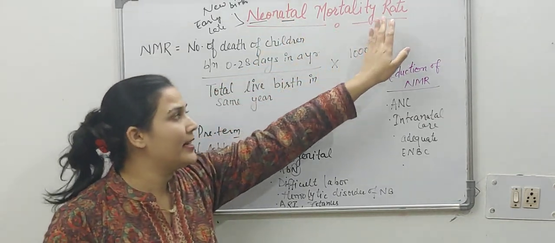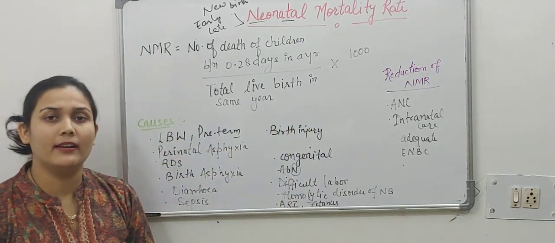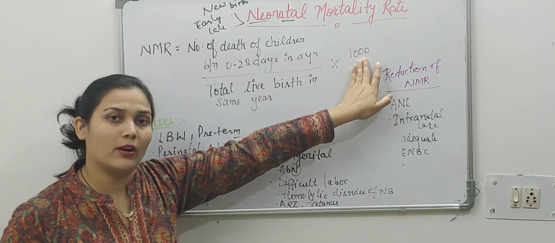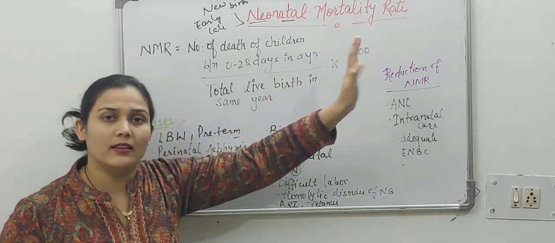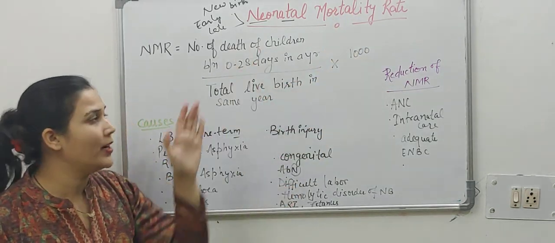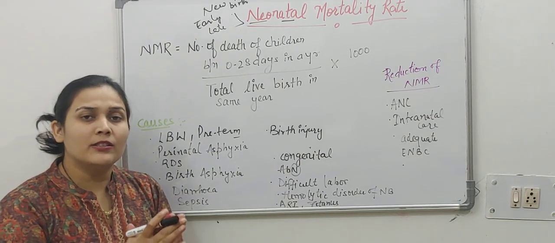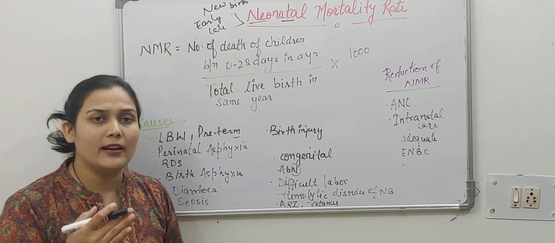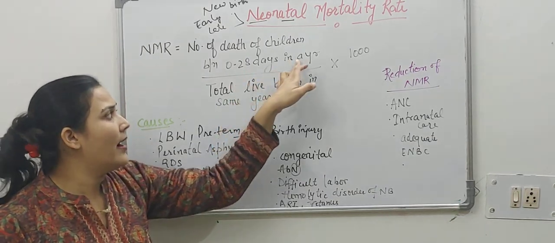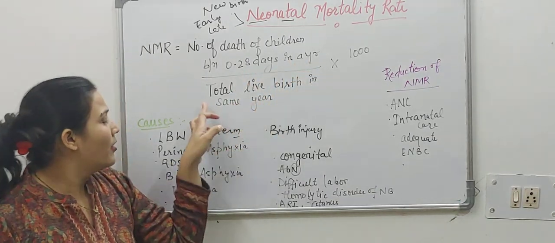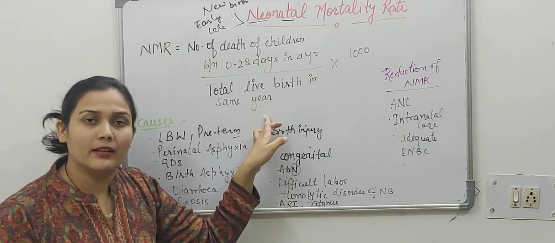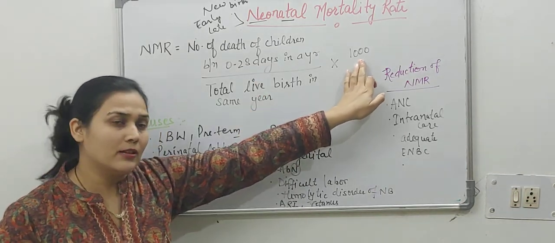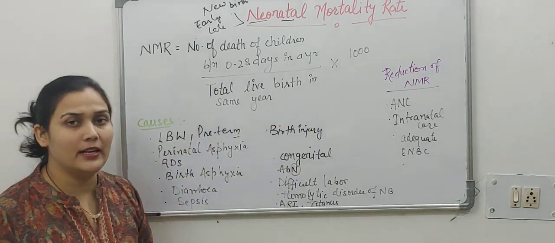Second is mortality rate. What does mortality mean? Death rate. The rate we calculate per thousand. So mortality is death rate. So what do we mean by neonatal mortality rate? It is the number of deaths of babies between 0 to 28 days of life in a year, divided by the total number of live births in the same year, multiplied by 1000. So this is neonatal mortality rate.